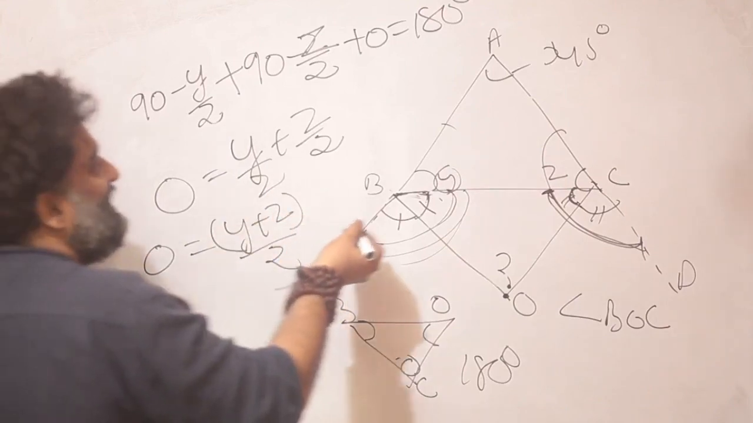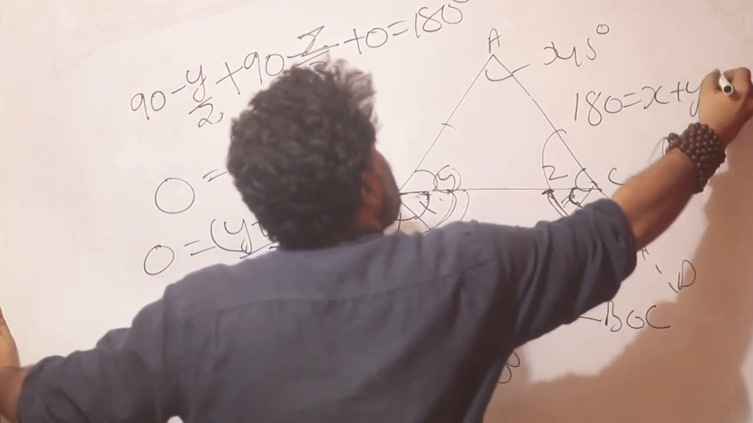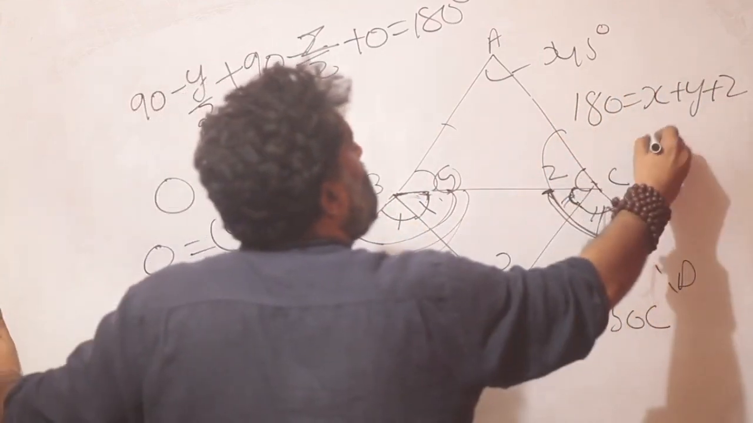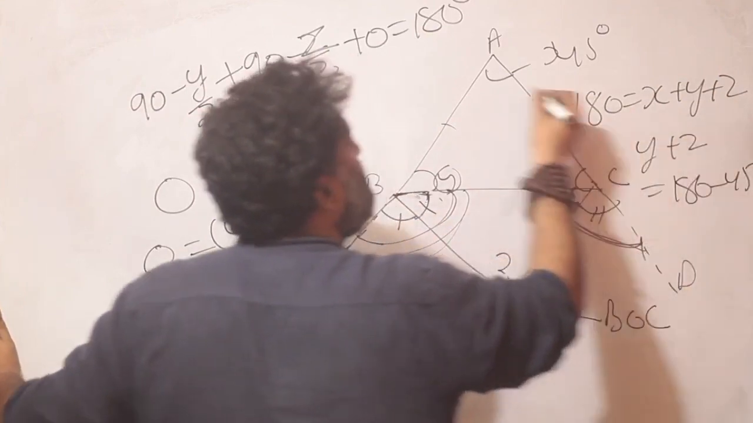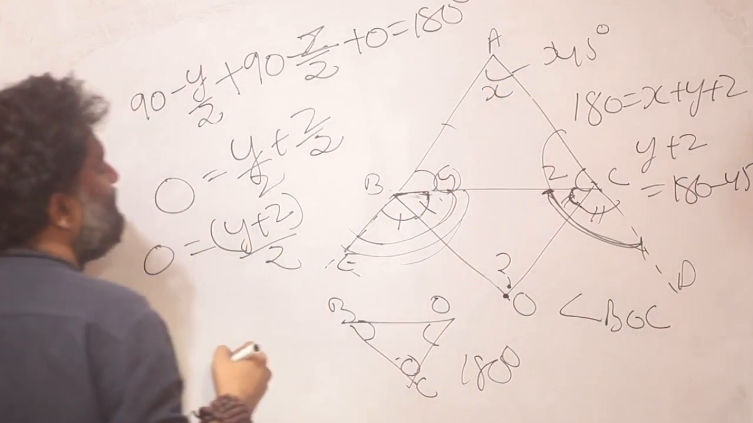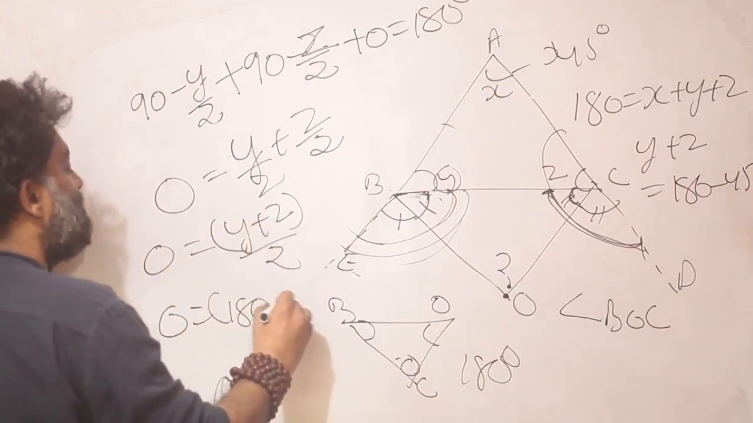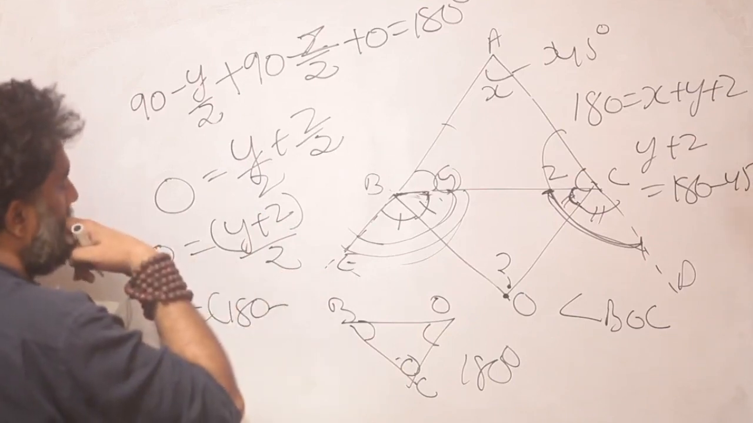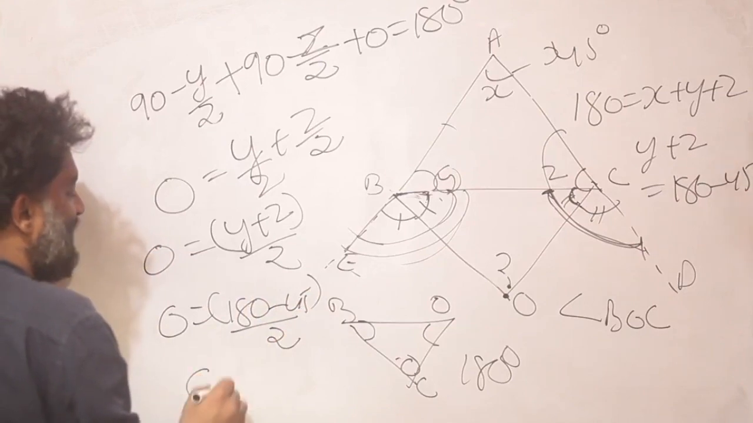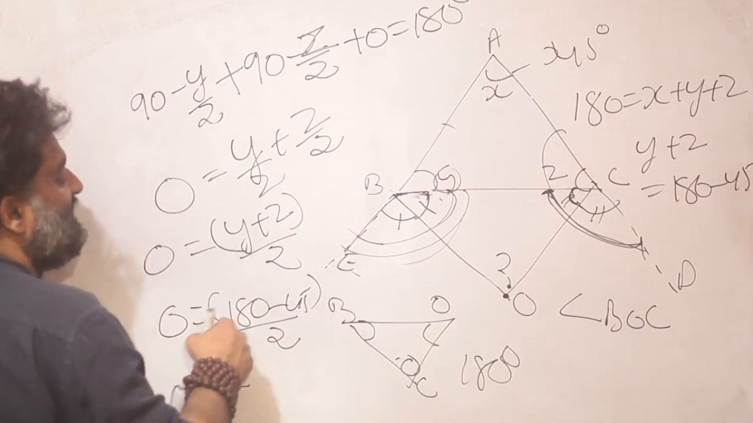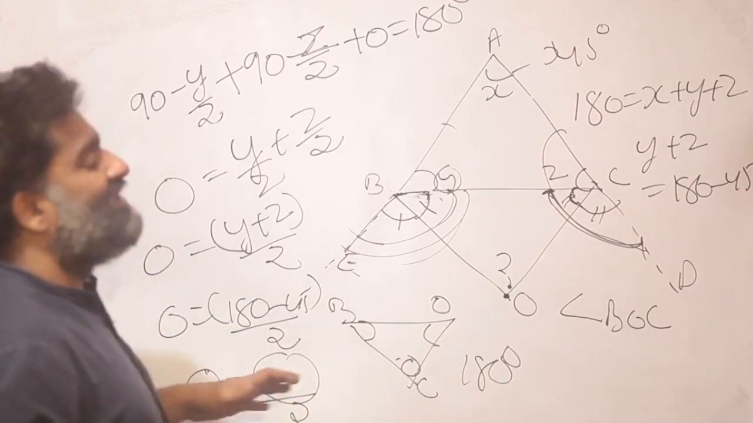Now I can make a very quick jump. I know 180 is equal to x plus y plus z, or y plus z is equal to 180 minus 45, because x was given to me as 45. So instead of y plus z, I can write 180 minus 45, and that's it. So the value of angle O is going to be 180 minus 45, whatever that value is, divided by 2. So leaving that final step to you.